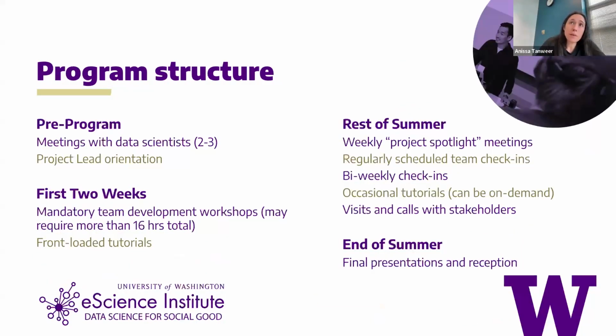Mark talked a bit already about the program structure. This is giving you a sense of what kinds of events in particular we're asking project leads to participate in. As Mark mentioned, before the program even starts, once your project is selected, the project lead and the data scientist will meet in advance to have what we call scoping meetings. That's really to get everything set up so that you can hit the ground running when you have 4 students that are ready to work on your project full-time for the summer.